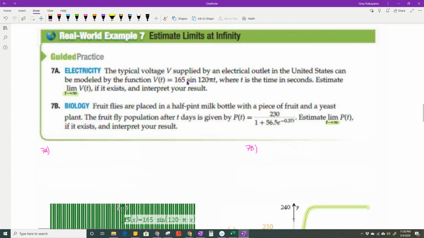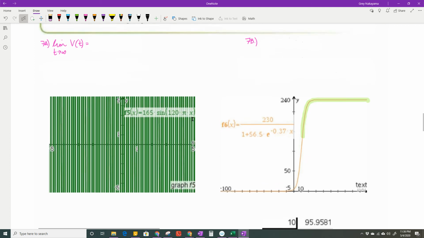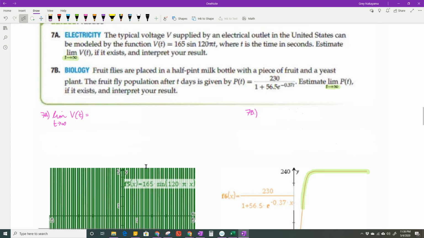So if you put this in, I'm looking for the limit as x approaches infinity. So I went ahead and graphed it. That's it. Remember I told you that you had to put t in for x. But as you can see, this thing is going nuts, back and forth, just like any sine graph that we've had. So you know that the limit does not exist. Now, interpret it. What does that mean? That means that the voltage will fluctuate between negative 165 and 165 because that was the amplitude of my sine graph.